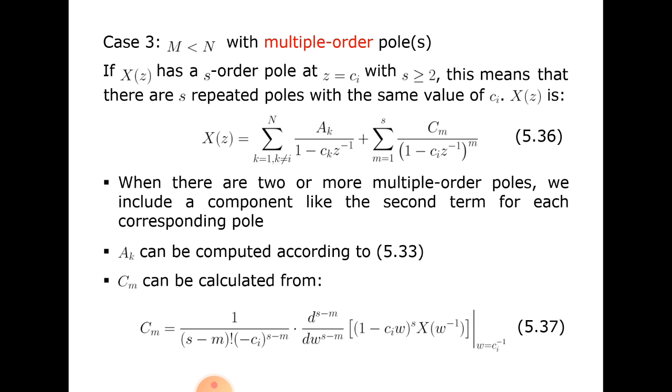And a_k can be computed according to equation 5.53, and c_m is calculated from c_m = 1 divided by ((s − m)! (−c1)^(s−m)) times d^(s−m) divided by dω^(s−m) of [(1 − c1 ω) to the power s times X of ω^(−1)], evaluated at ω = c1^(−1).